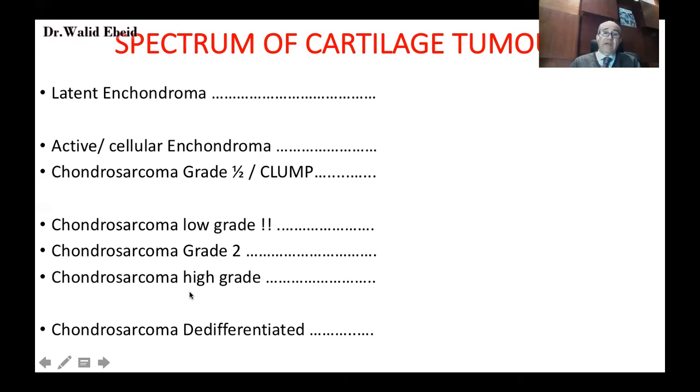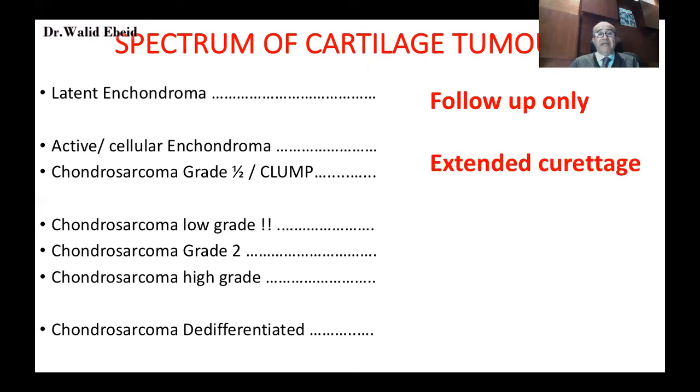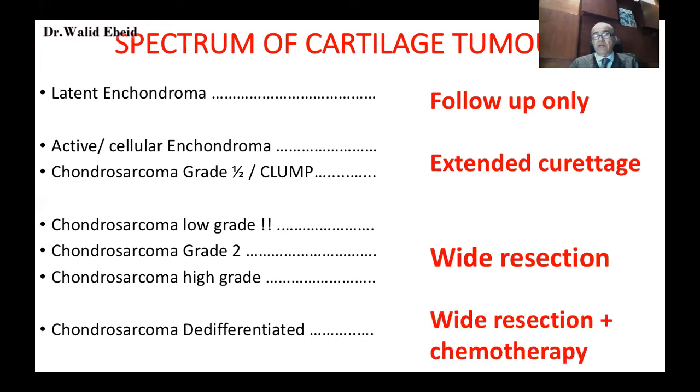If we take a closer look at these, what we actually need to know is to differentiate the types that differ in treatment. So for latent enchondroma, all we need to do is follow up, whereas the second group of active enchondromas and chondrosarcoma grade half, the ACTs, all these will be treated similarly with extended curettage. Whereas the higher grade chondrosarcomas will be treated with wide resection. The dedifferentiated chondrosarcoma will need wide resection plus possibly chemotherapy.